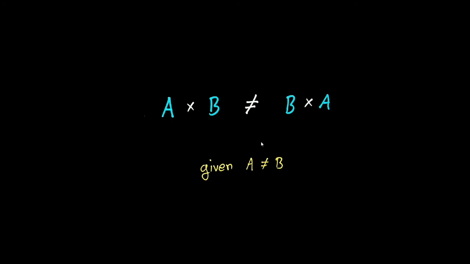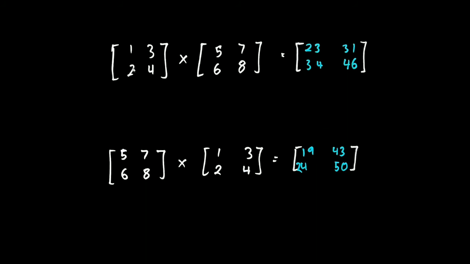What that means is that, let's say you have two matrices, 1, 2, 3, 4, and 5, 6, 7, 8. And you multiply these matrices in this particular order to get the result as 23, 34, 31, and 46. Now, if we switch these matrices, putting this one first and this one second, and then perform the multiplication, we get the result 19, 24, 43, and 50. This matrix and this matrix are in no way the same.